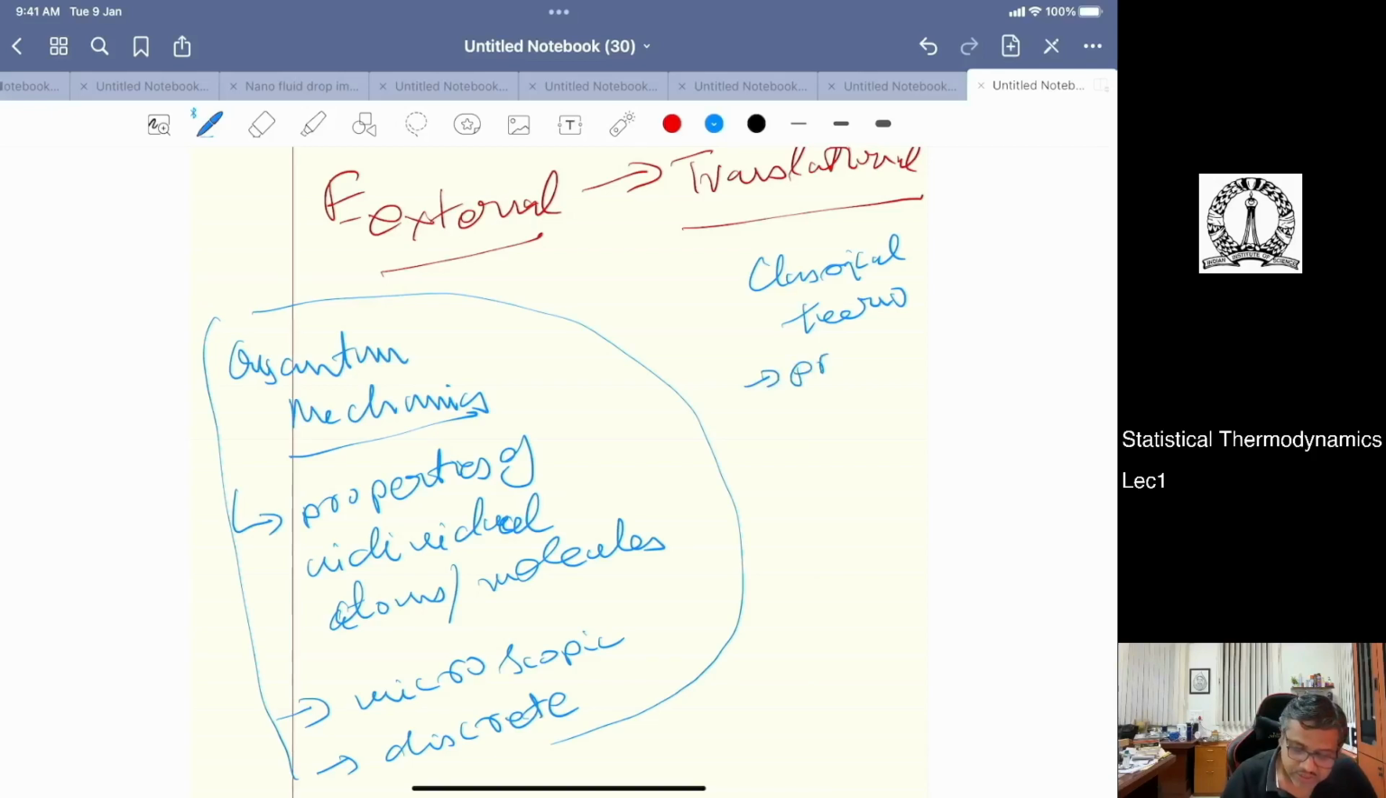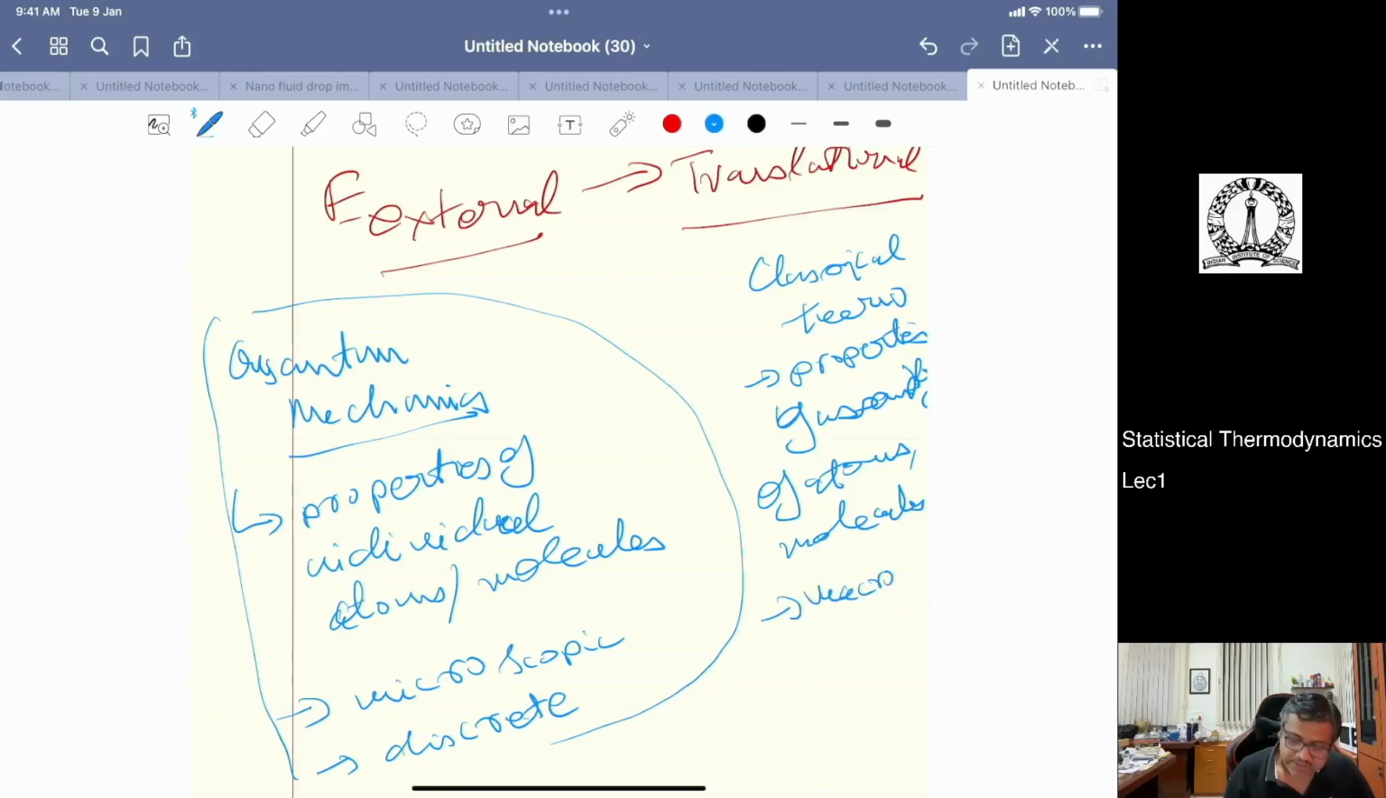Thermodynamics basically looks into the properties of an ensemble, an assembly of atoms and molecules. So you're not concerned about individual atoms and molecules anymore. This is the other end of the spectrum, and it is macroscopic, obviously, because these are properties that you can see, measure, and feel, and usually they are continuous.